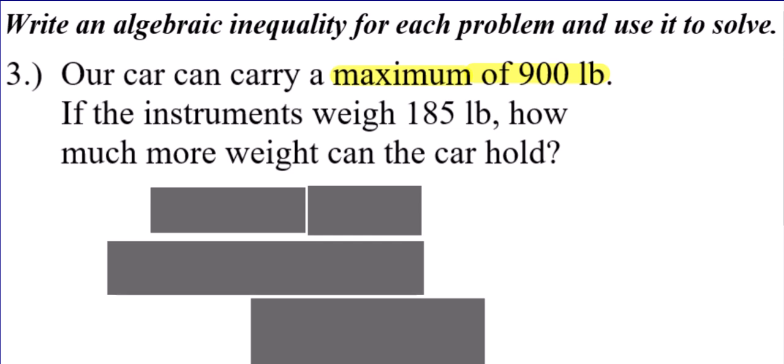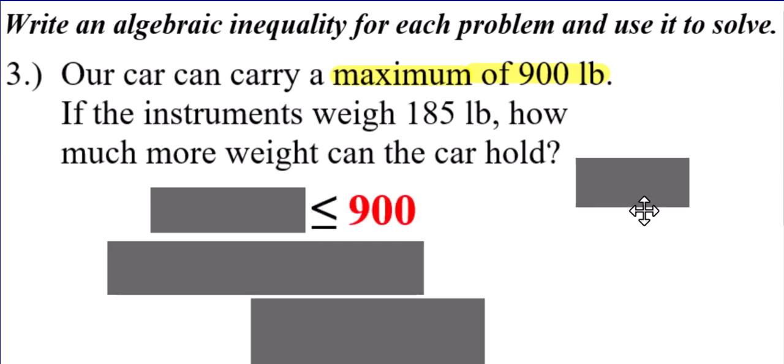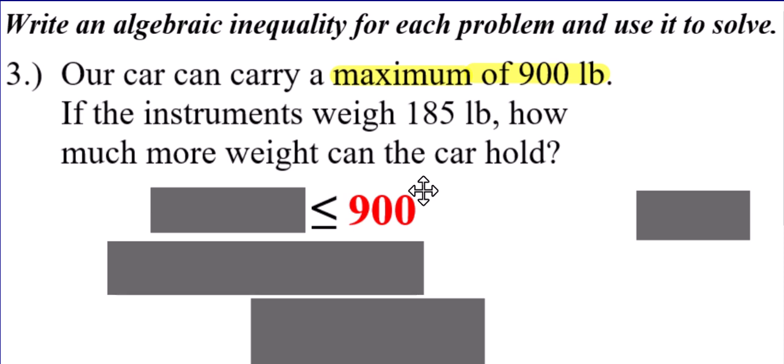Now, let's write down what this means. A maximum of 900 pounds means that's the highest it can be. So you can be less than or you can be equal to the 900 pounds. Notice where I wrote the 900. I did not put it on the left because this is very simple. In the sentence, it was to the right of the word maximum. So you must keep it to the right of the inequality symbol. If you flip it around, you're doing it wrong.